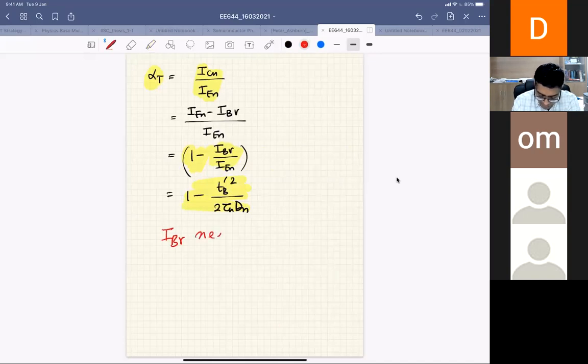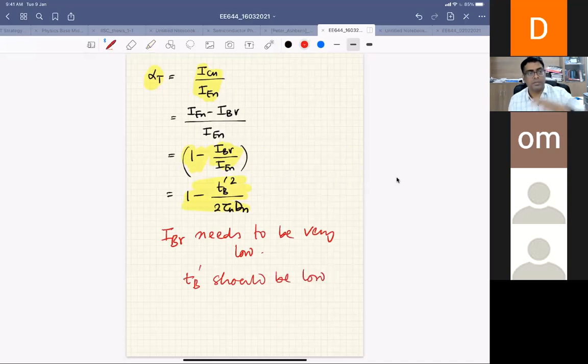Basically, I want my base recombination current to be very low, right? Because when you're designing a bipolar junction transistor, you have to make sure that your base recombination is very low. That is possible if your TB dash is low, that is, your neutral base width is low. If the neutral base width is low, that means the injected electrons are not spending a lot of time in the base, so there is less possibility of recombination.